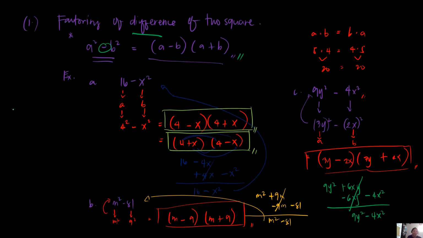Kasi pwede namang ang lumabas dyan ay 16 plus x squared. But the thing is, kaya siya naging difference of 2 squares, kailangan subtraction. Dahil kung positive to class, this one, you cannot factor the algebraic expression using the difference of 2 squares. Okay? Now, let's proceed to the other one.